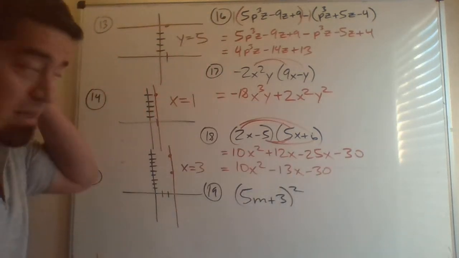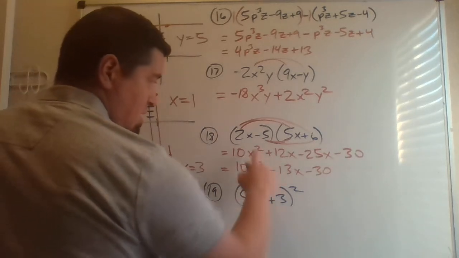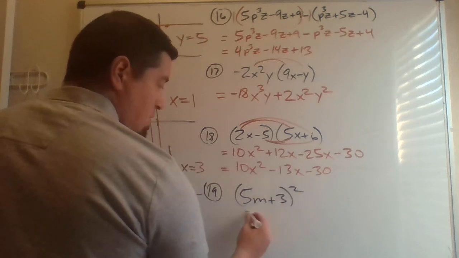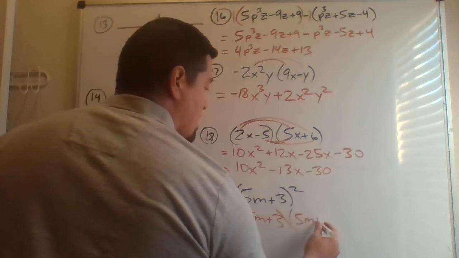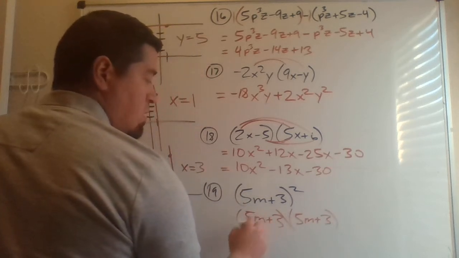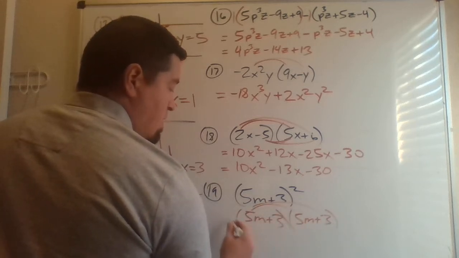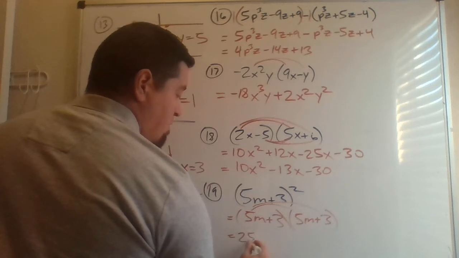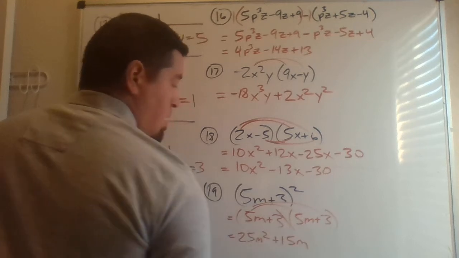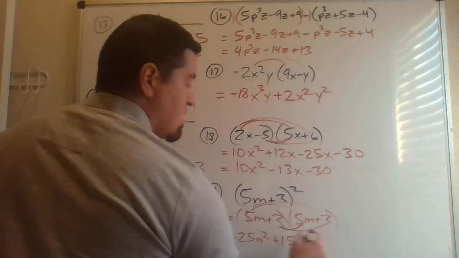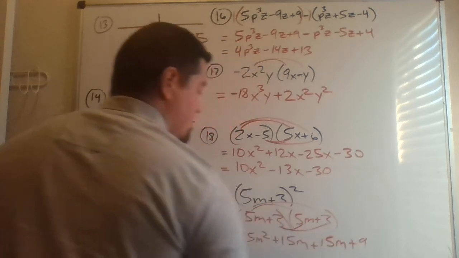Okay, so now finally, we're going to do 19, which is kind of like this problem, because it's squared, so that actually means you're going to multiply this times itself. So let's get started. You can do 5m times both of these. 5m times 5m is 25m squared. 5m times 3 is 15m. And then now we're going to do 3 times both of these. So 3 times 5m is also 15m. And 3 times 3 is 9.